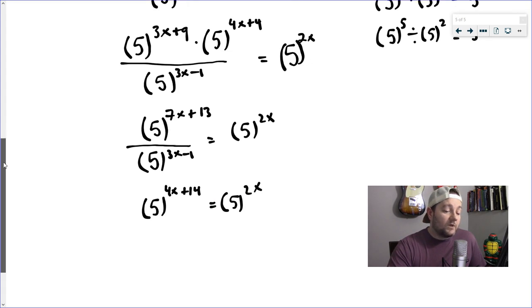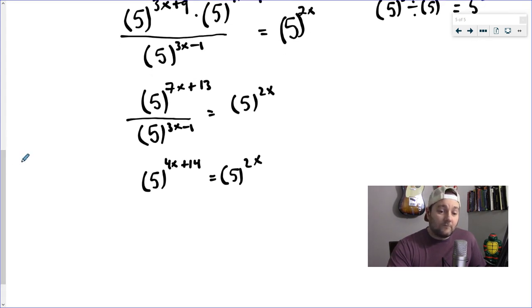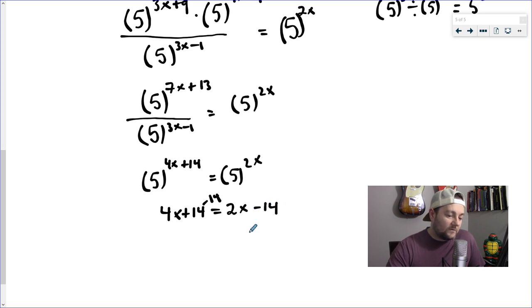And then the next thing we can do is what we've been doing in the first examples, which is let our exponents equal each other. We've got the common base. We let them equal each other, and that equals 2x. So 4x plus 14 equals 2x. I don't like the location of this 14, so I'm just going to move it to the other side. So subtract 14 like that. These go away, so I get 4x equals 2x minus 14. And then all I'm going to do is subtract 2x.